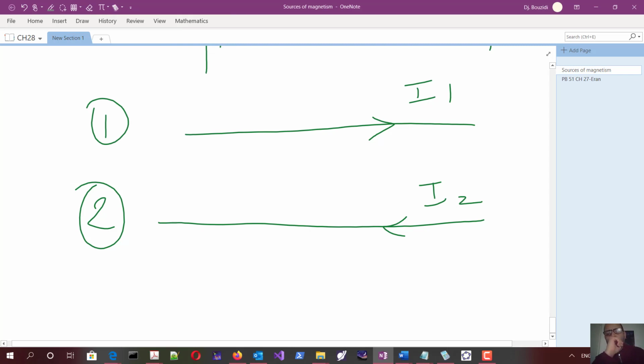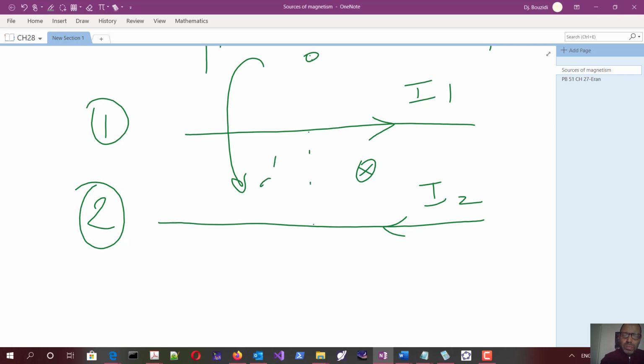Well, I1 will create a magnetic field that loops exactly the way that I described earlier. In other words, it's going to come out from here, and in here it's going to go in. So in this region, the magnetic field created by I1, B1 if you want to call it, is going into the board. At this point, where the two wires have a distance d between them, the magnetic field is going into the screen. So that's what we have found.